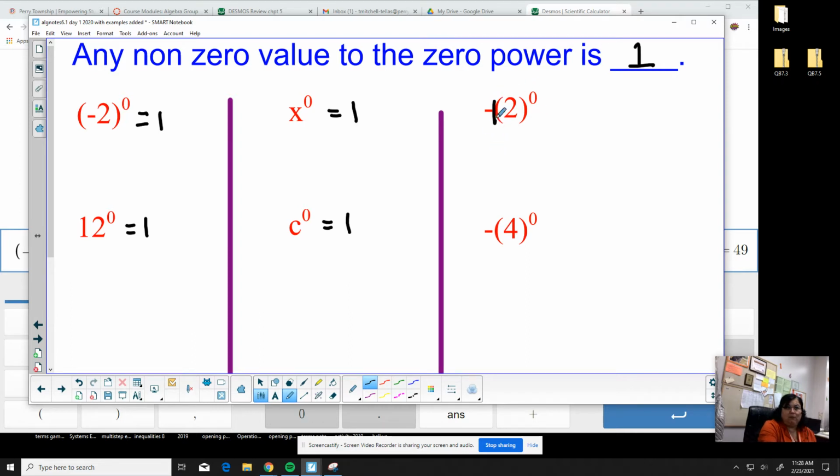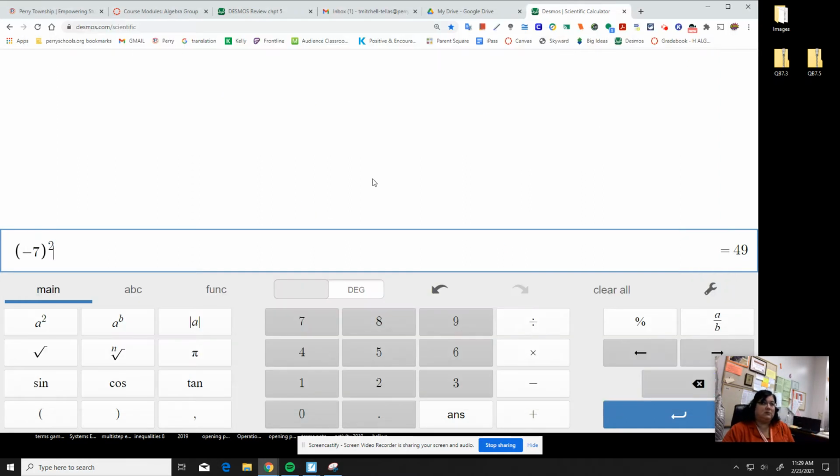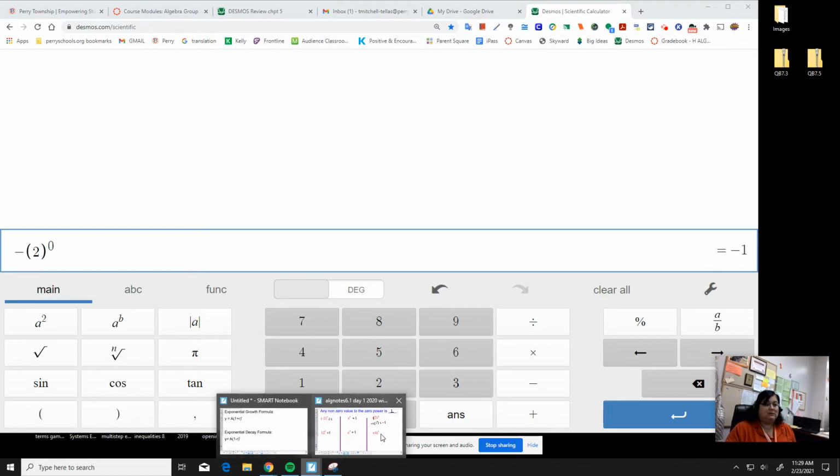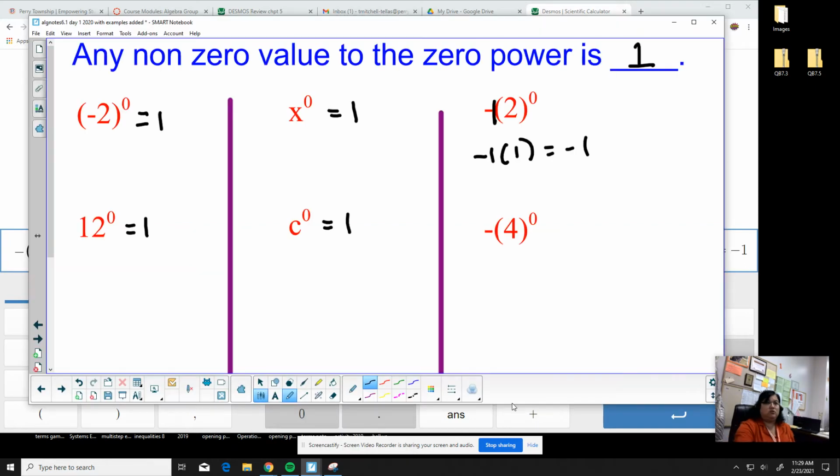So these over here are like little PEMDAS problems. So there's like a -1 outside. So -1 times 1 is -1. Or, since they're numbers, you could go to Desmos and type it in. So that would be negative parenthesis 2 parenthesis exponent 0. And it would give you the answer, -1. So the calculator is definitely going to be our friend during this unit. So this is -1 times 1, which is -1, because 4 to the 0 is 1. 2 to the 0 is 1.